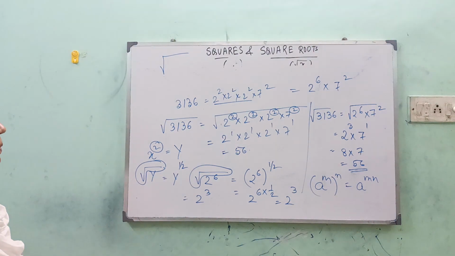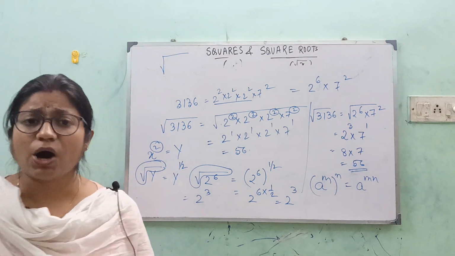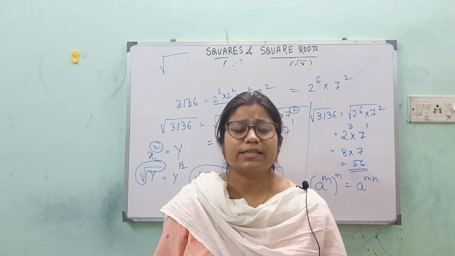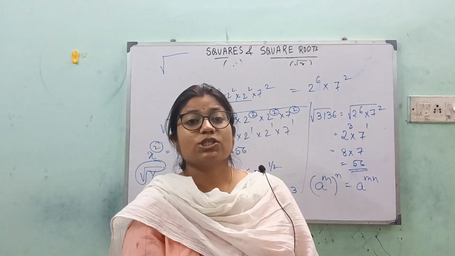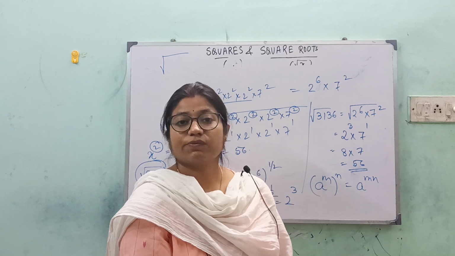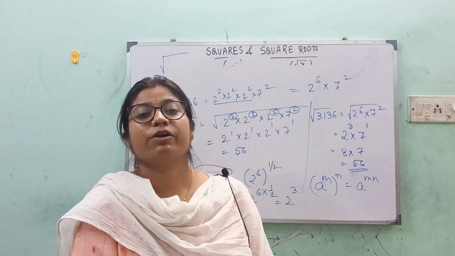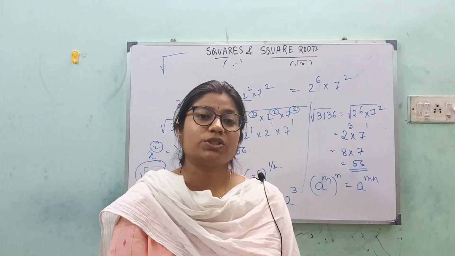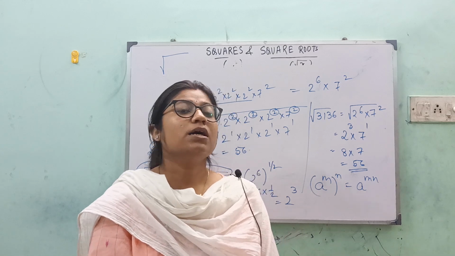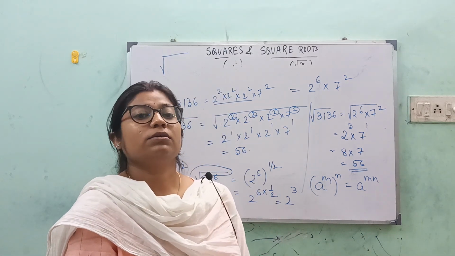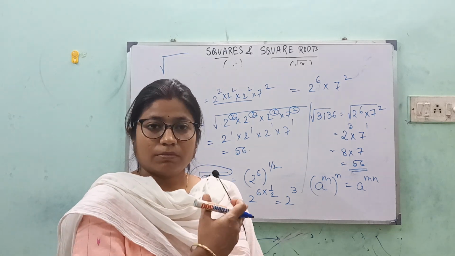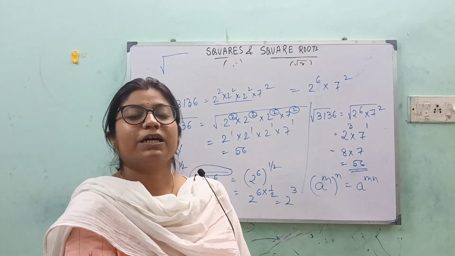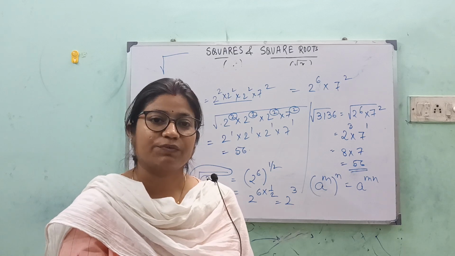Alright, so I hope this is clear how to find the square roots and squares of numbers. In most of the cases you can see you are using laws of exponents over here. If you're not very much clear with the laws of exponents, I would request you to go through the videos that have been uploaded for the topic exponents, so that you're clear with that. Once you have covered that, then this becomes much easier and you'll go faster with this topic.